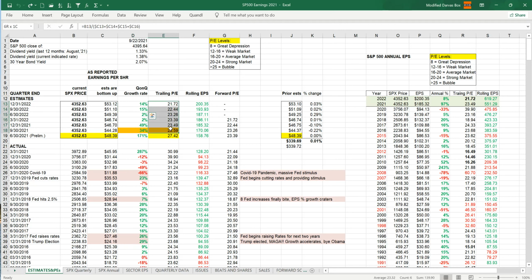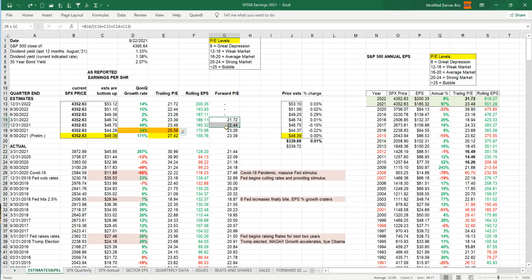These are the PEs of what this EPS earnings is compared to today's SPX price. So what is the future value if I bought the S&P 500 today? How expensive is it on a PE basis? Remember, you're here to compare X to Y. So at this PE rate, that's about a 23 PE.